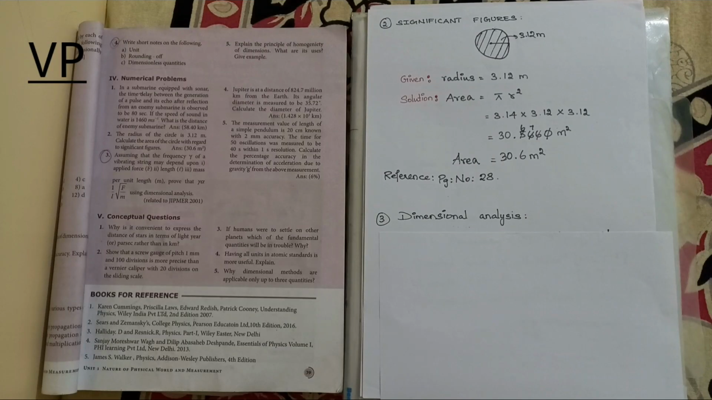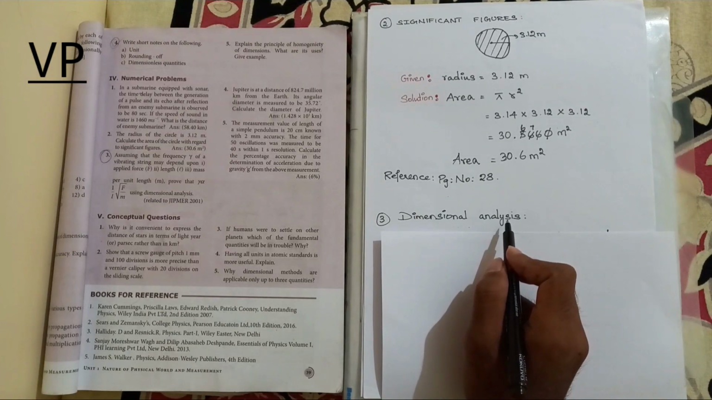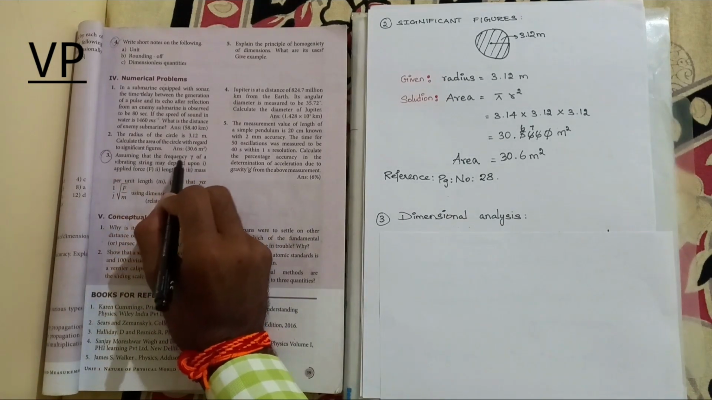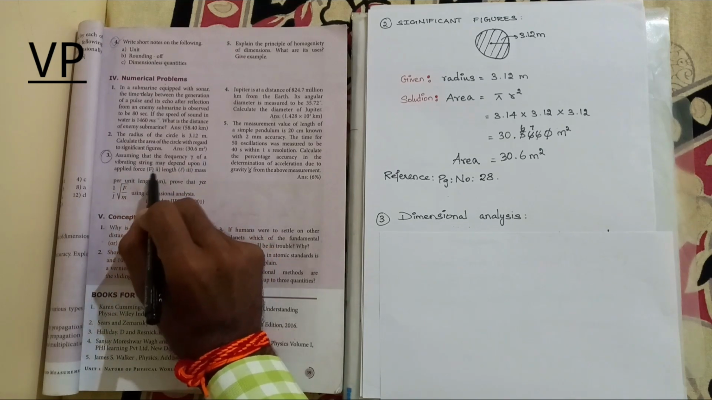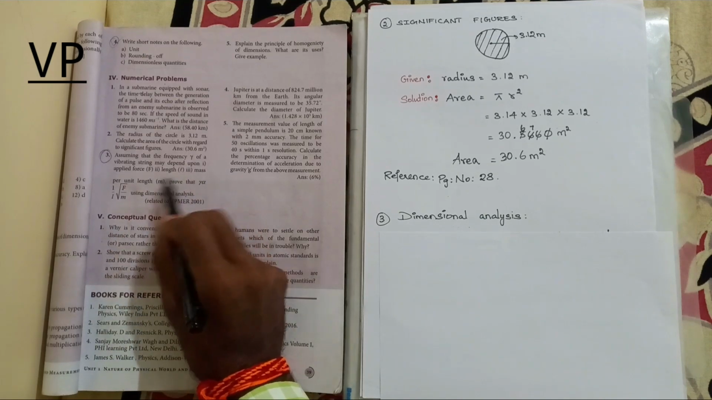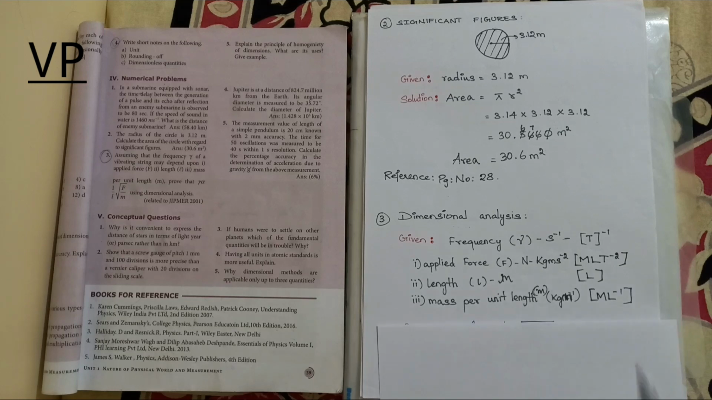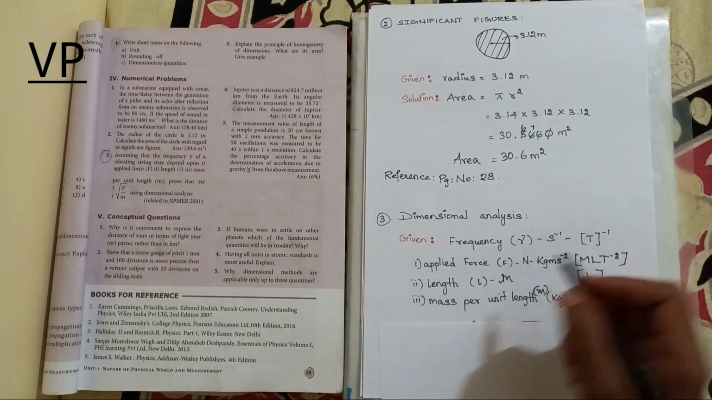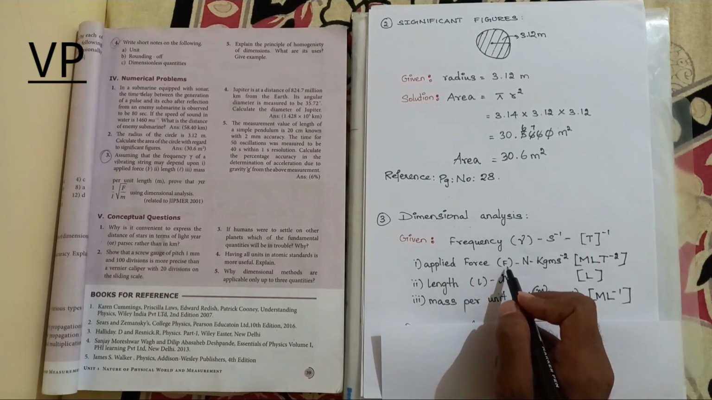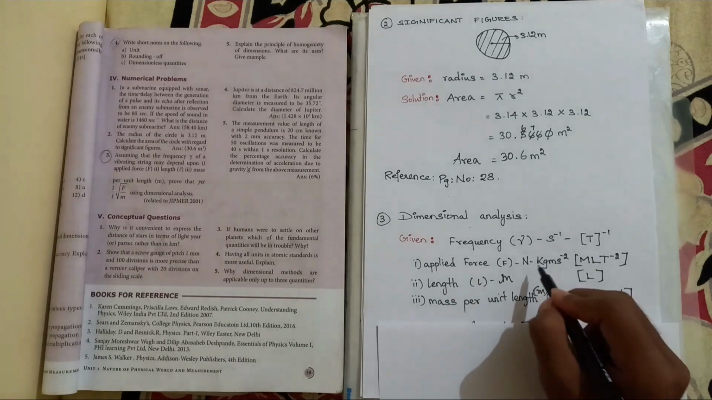So let's start solving the third question now, that is dimensional analysis. Assuming that the frequency nu of a vibrating string may depend upon 1, applied force, 2, length, and 3, mass per unit length. So we assume that the frequency nu, whose unit is second to the power minus 1 and whose dimensional formula is T to the power minus 1, is dependent on applied force capital F, length small l, and mass per unit length small m.